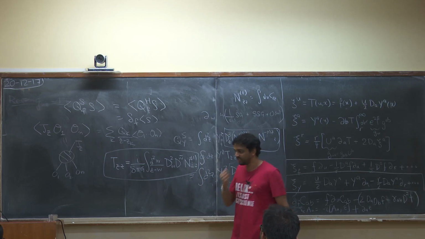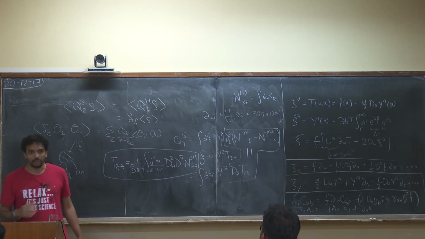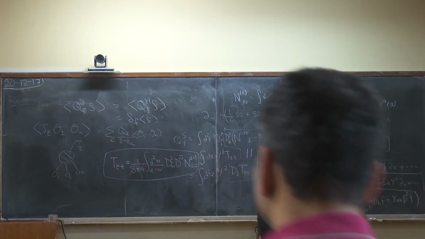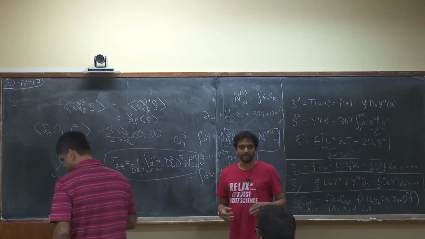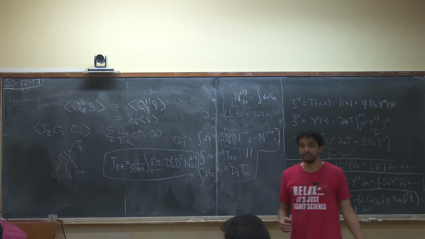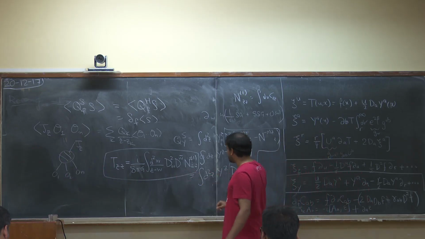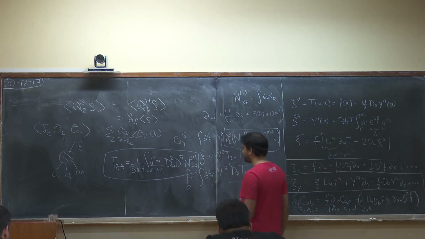If you know CFTs, if you've done a little bit of CFT, then there's this non-local integral operation on conformal primaries that you can do, which is called a shadow transform, which maps a dimension delta operator to a dimension d minus delta operator. This doesn't quite look like it, but it's exactly that.